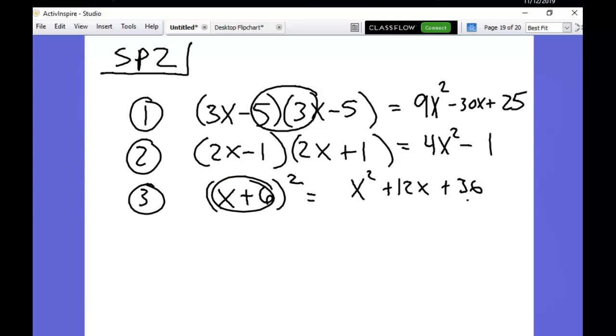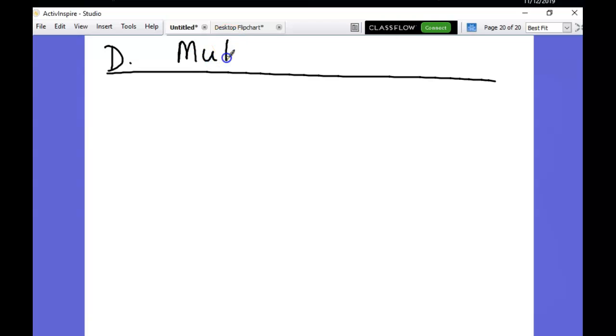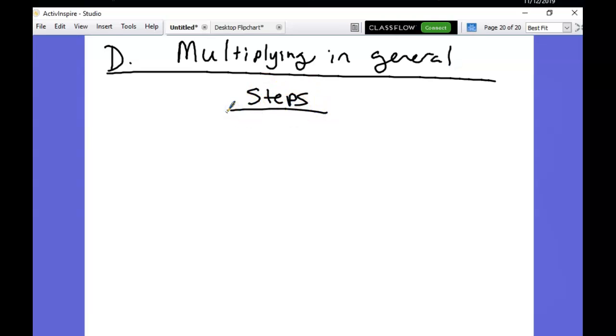So that's shortcuts. Now we're going to put everything together. So what letter would you really leave off on? D? C. We're on C now? We're on D. Okay. So let's talk about multiplying in general then. I'm going to give you guys some steps to go through that will kind of guide you through pretty much every problem.